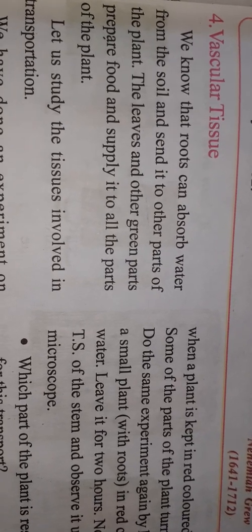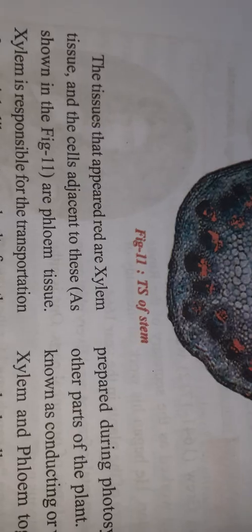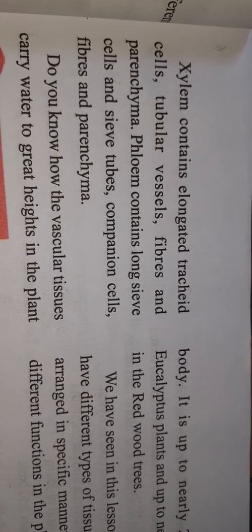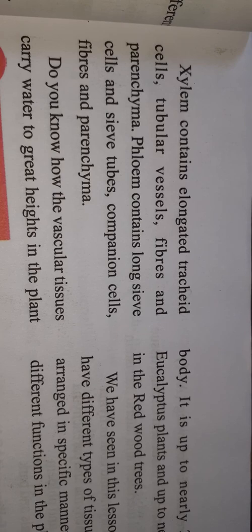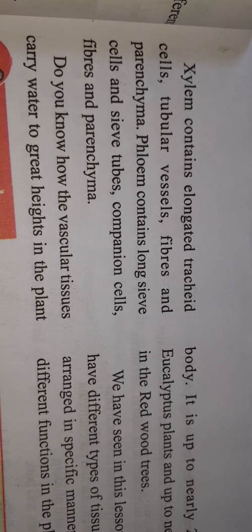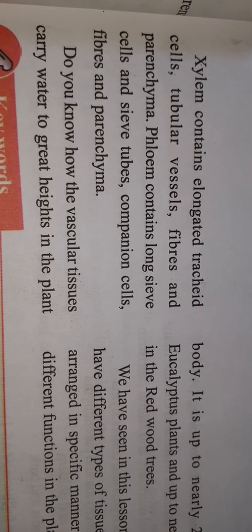So in the previous classes we discussed vascular tissue. Yes students, we discussed xylem as well as phloem. Both combine to form what? Vascular bundle. Xylem contains elongated tracheid cells, tubular vessels, fibers, and parenchyma, whereas phloem contains long sieve tubes, sieve cells, companion cells, fibers, and parenchyma.